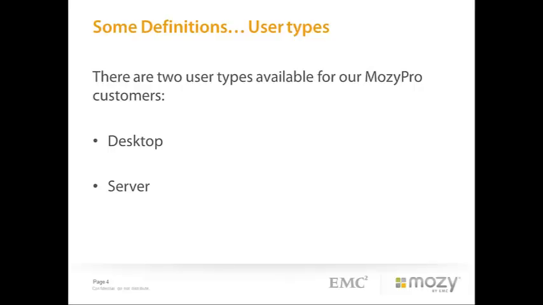So just some definitions for those who may be new to Mozy. We have two types of users available: desktop users and server users. Desktop users are intended to back up only desktop machines, whereas server users can back up desktop machines, but they can also back up server operating systems. If you wish to back up network devices, so network shares or anything like that, you do need to be a server user. I'll highlight that when I go through the walkthrough. There's only one difference that you'll see between the server client and the desktop client that's quite obvious, and that's just about network devices.